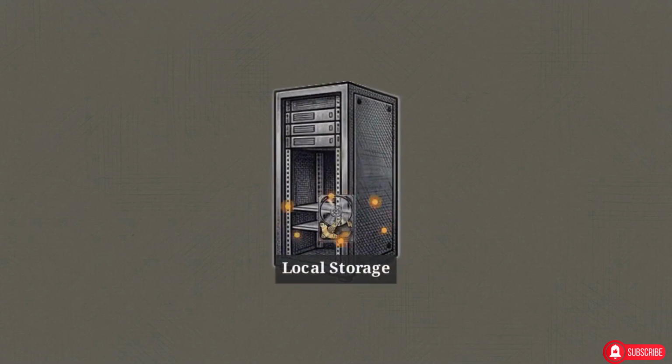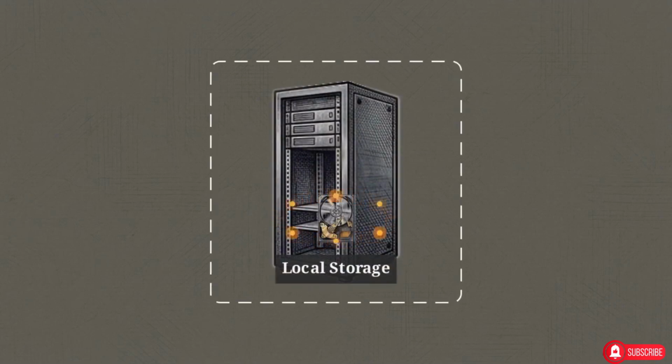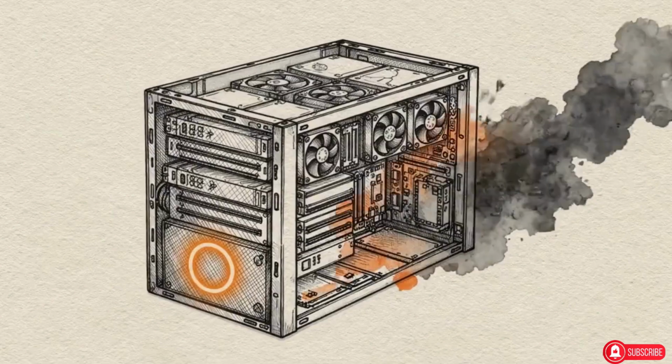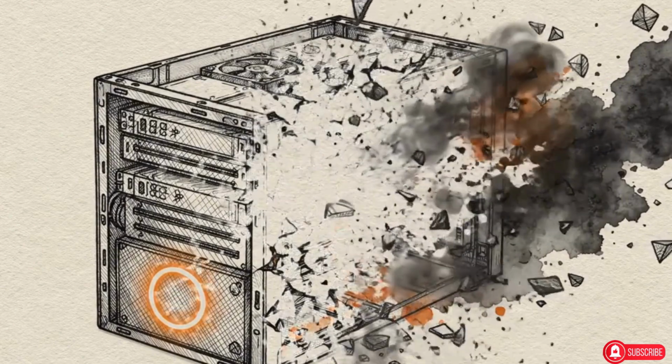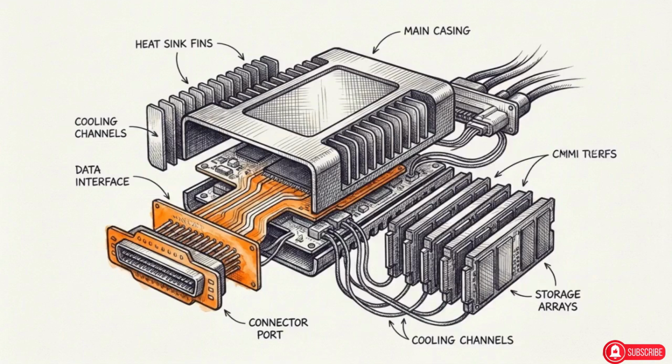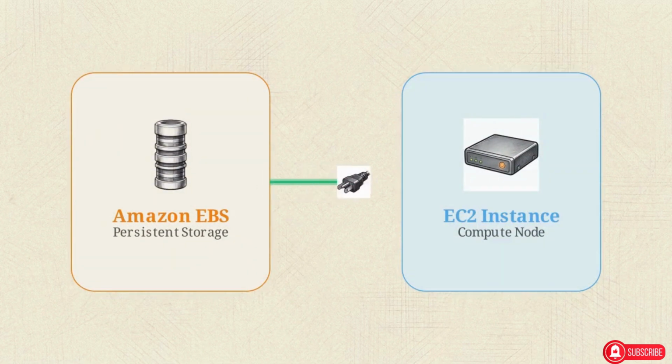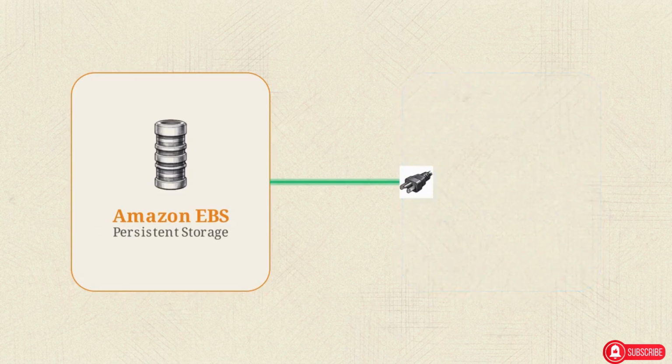When you launch a basic cloud server, its memory is entirely temporary. The moment you terminate that instance, the local storage disappears, taking all your data with it into the void. To keep your data safe, you need an independent storage unit. Amazon Elastic Block Store, or EBS, provides persistent virtual hard drives that attach directly to your instances and outlive them.